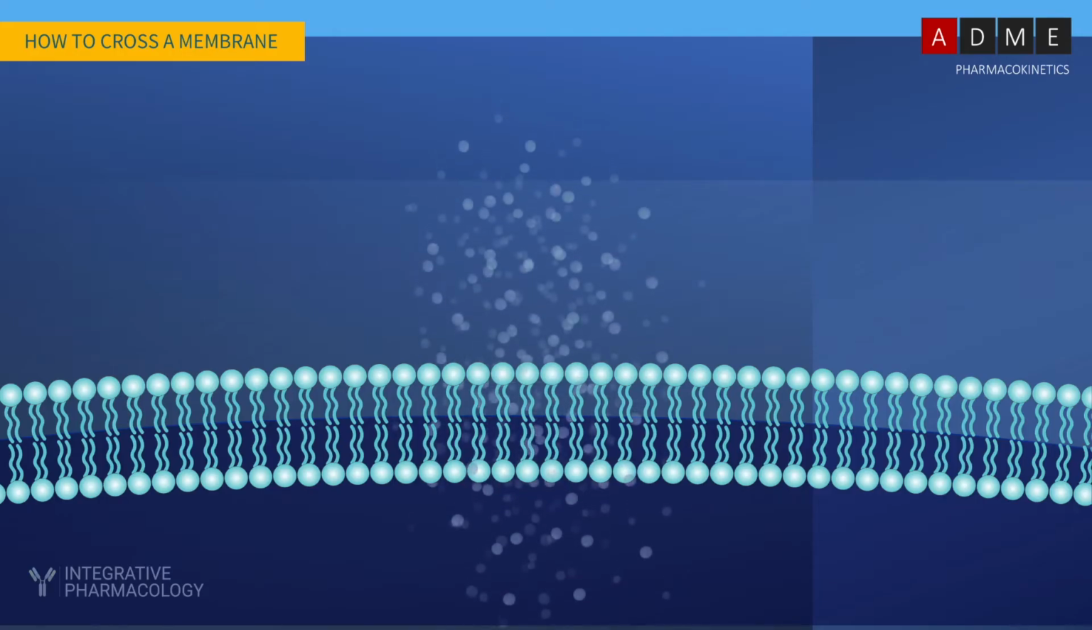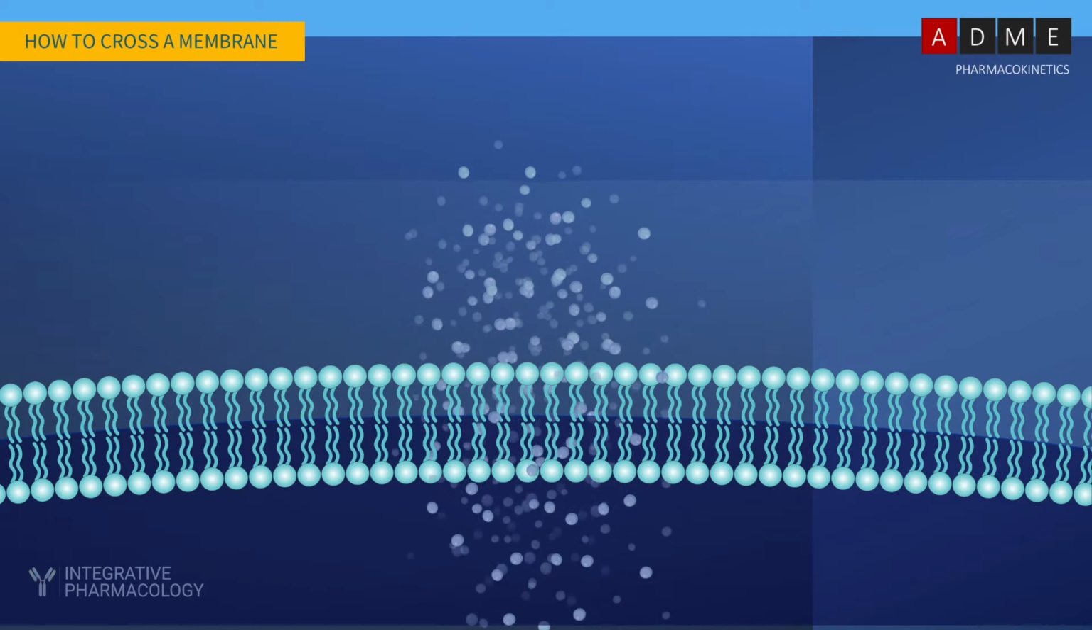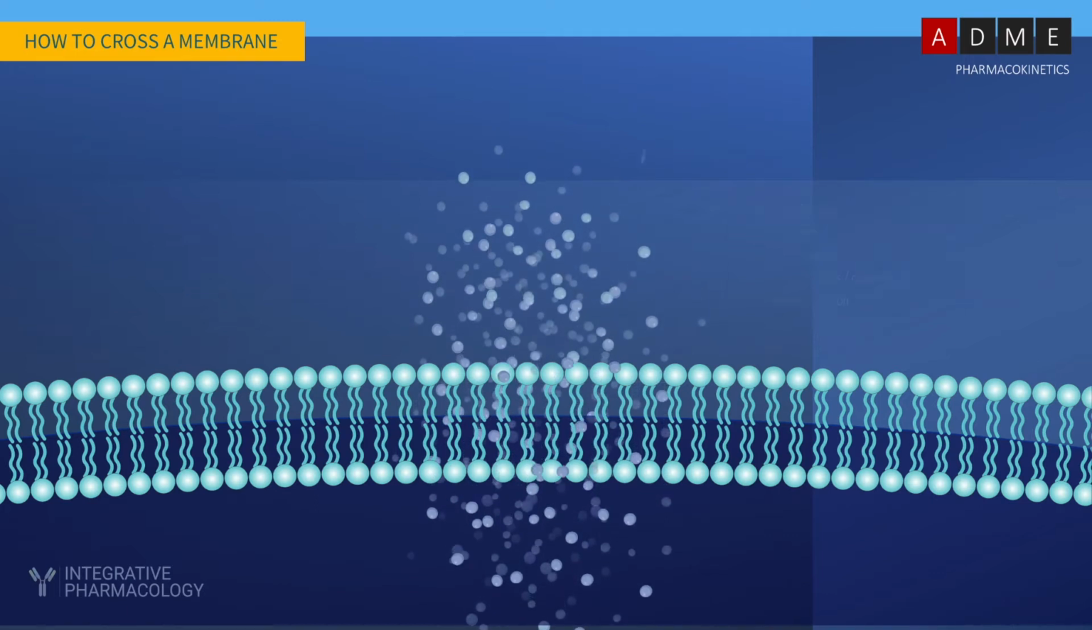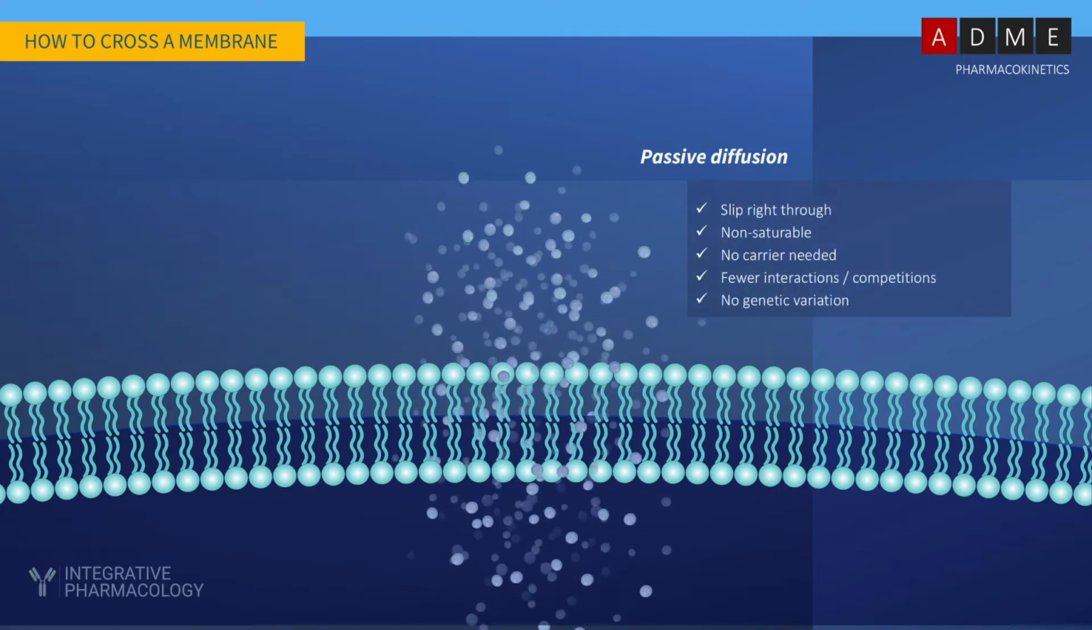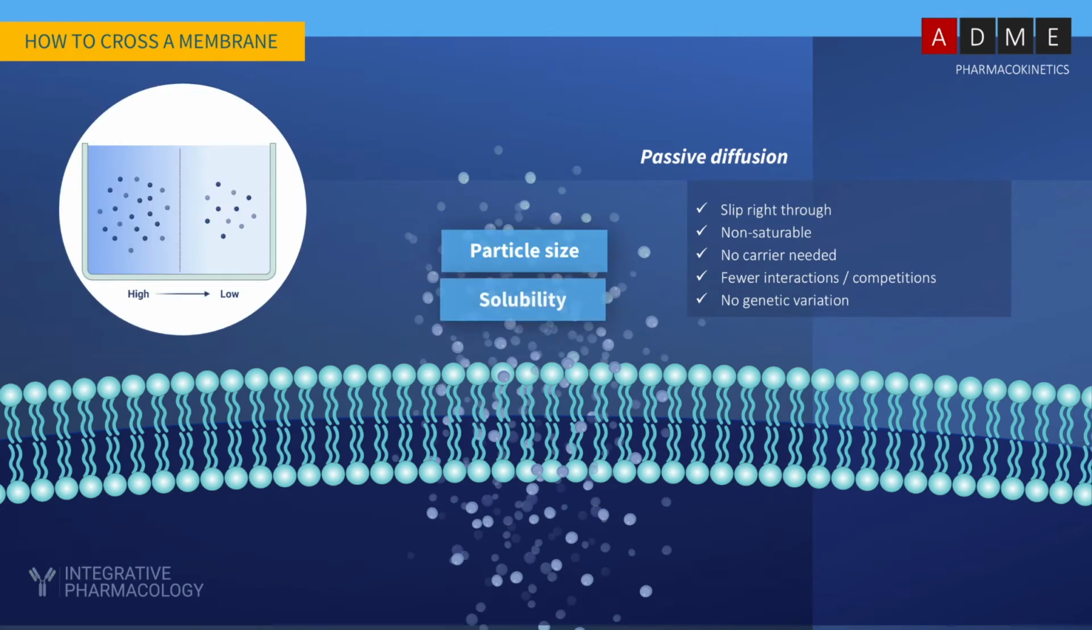This process has several advantages. You're simply slipping right through. It's a non-saturable process. No carrier is needed. No genetic variations are going to affect this process because there's no protein involved. But you need to have a small particle size, and you have to have the right solubility. And you also need a sufficient concentration.